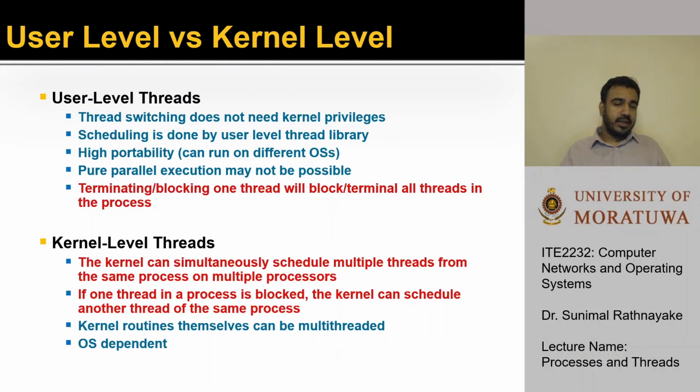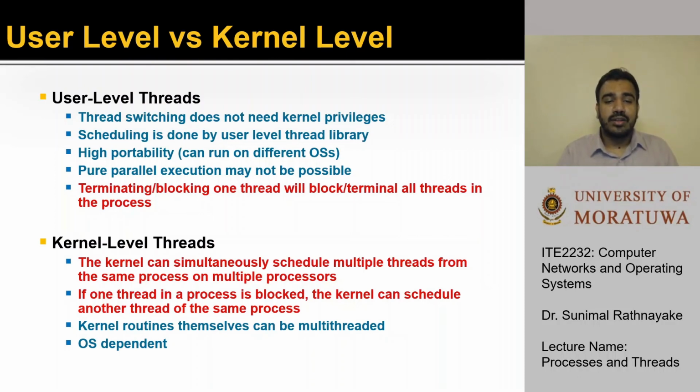So if you compare the user level and kernel level threads, in user level threads, thread switching does not need kernel privileges. Scheduling is done by the user level thread library, and there is high portability, because these are managed by user level thread libraries, you can install that library in any operating system and should be able to run the application. Pure parallel execution may not be possible. Now you should understand why.